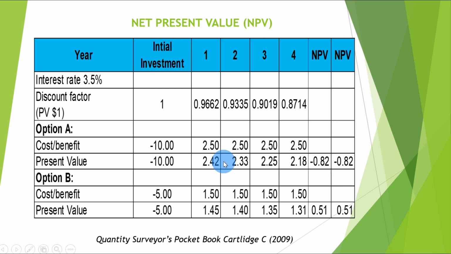That is the manual calculation. We can use Excel to calculate automatically, and I will show how to do it at the end of the video. For option B, we still use the same techniques. We have the NPV 0.51, so it's a positive amount. So option B is worth doing, while option A is a non-profitable project we won't consider further.